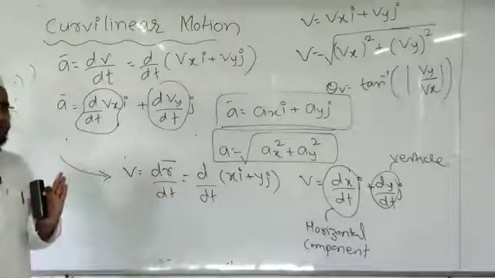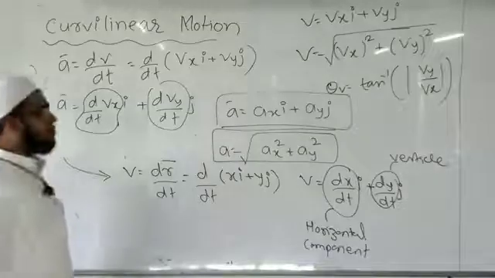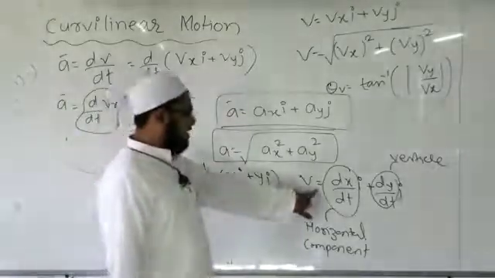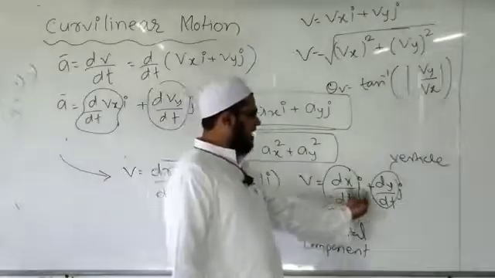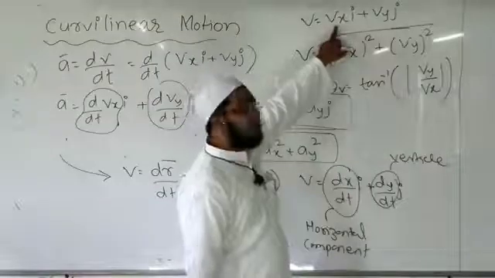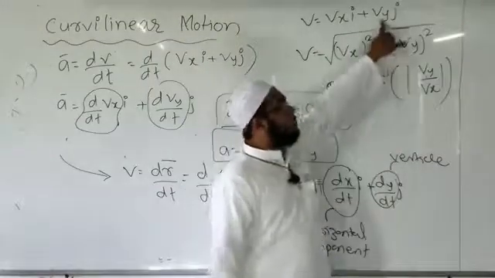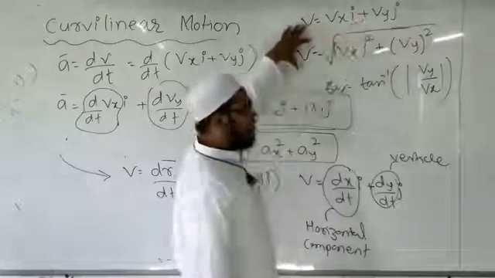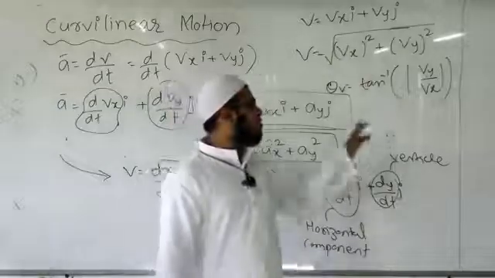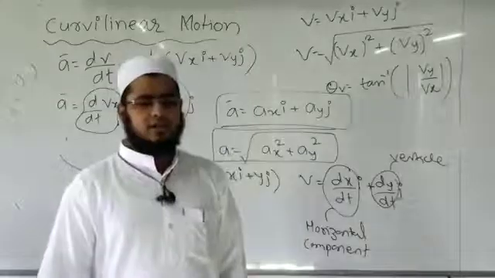So, in brief, in rectangular coordinate system, velocity v is given by v equal to dx by dt i plus dy by dt j, where dx by dt is the horizontal component of velocity and dy by dt is the vertical component of the velocity. If magnitude is required, v equals the root of vx square plus vy square. If direction is required, theta v is equal to tan inverse vy by vx.